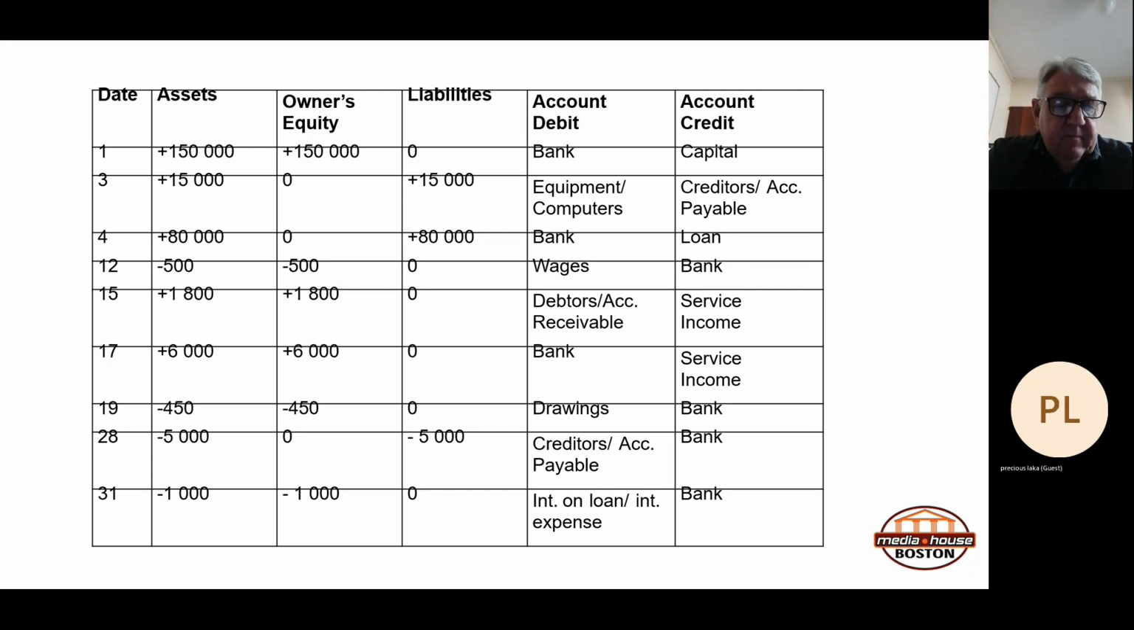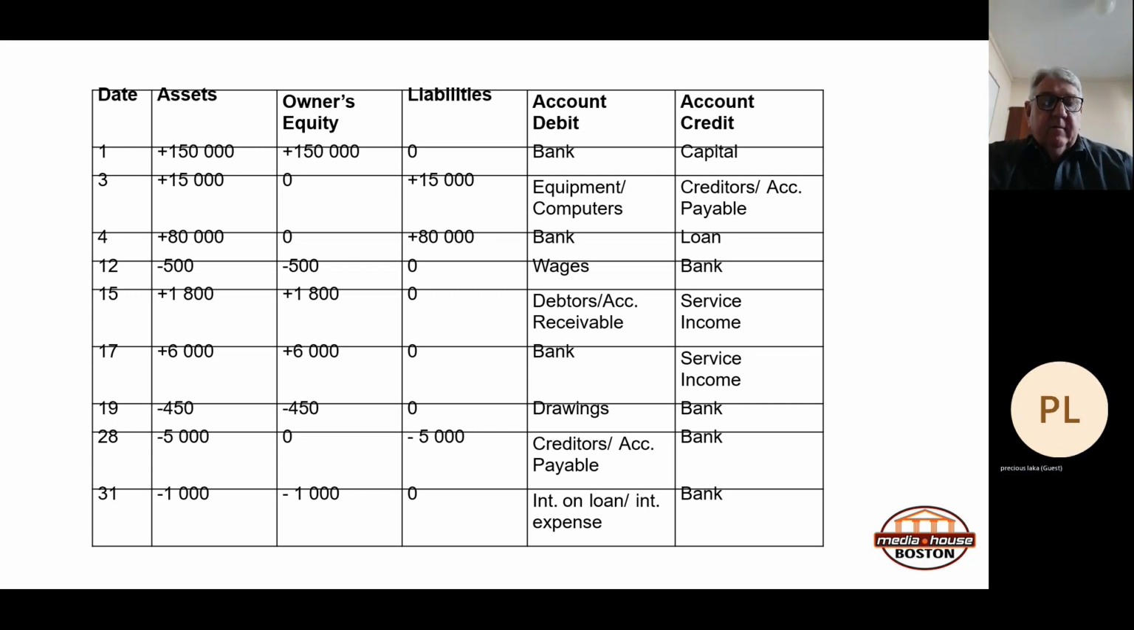Okay, then the next one, on the 8th, paid SA Prop by EFT for trading inventory purchase of 10,000 Rand. Okay, so if we analyze that transaction, 10,000 went out of my bank. And where did it go to? It went to buy inventory.